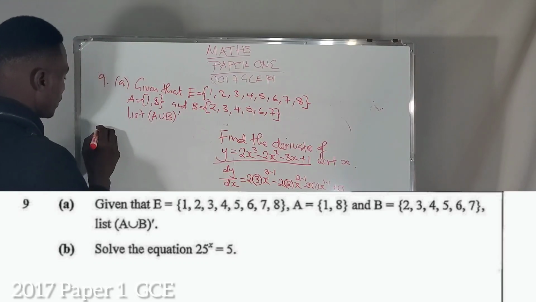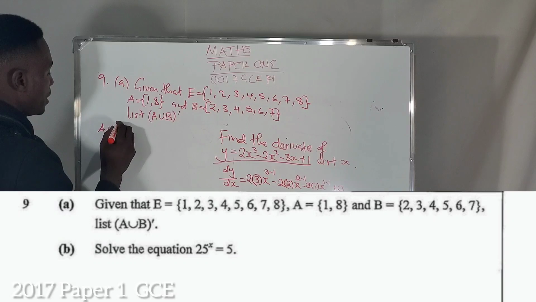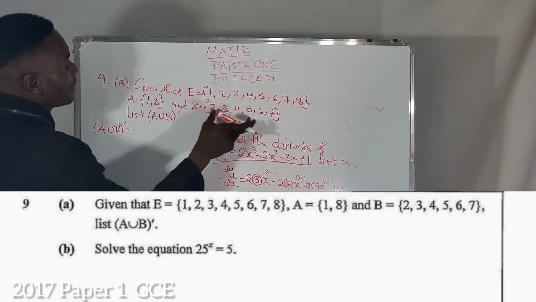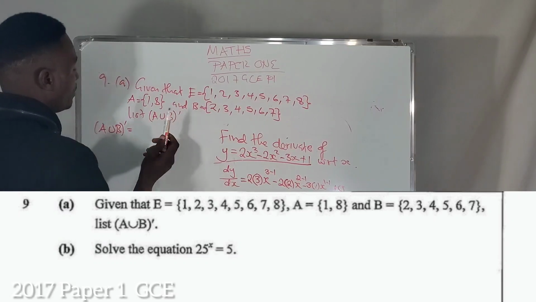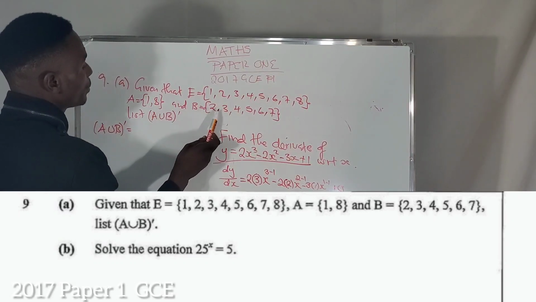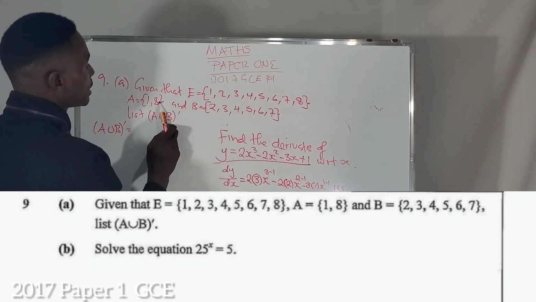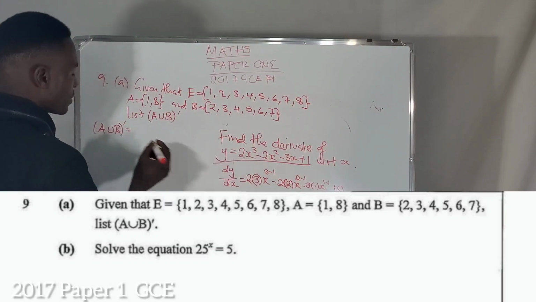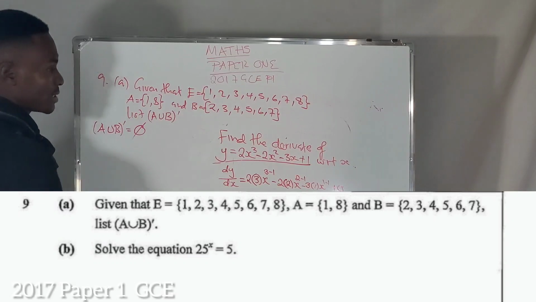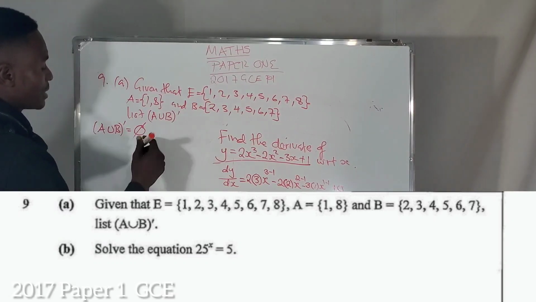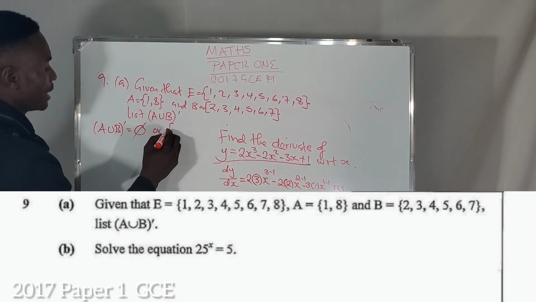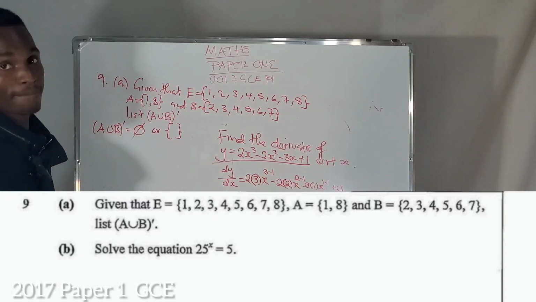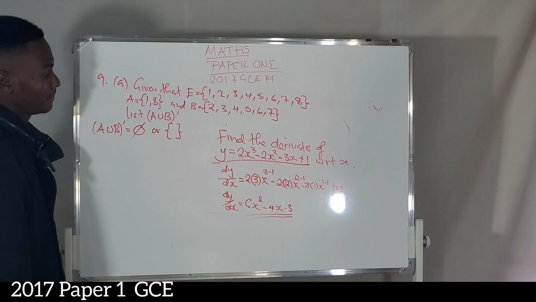So A union B, the whole of it complement. If you remove what is in A and what is in B, what are we remaining with? If you remove 1, 2, 3, 4, 5, 6, 7, 8, what are you remaining with here? Nothing. So it is an empty set. You can write it like this: two curly brackets. All right, it's an empty set.